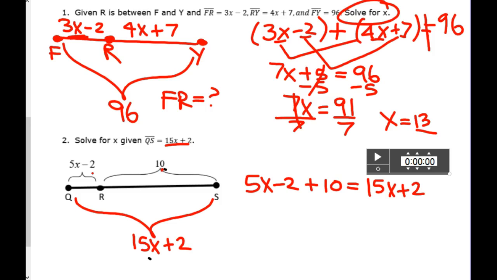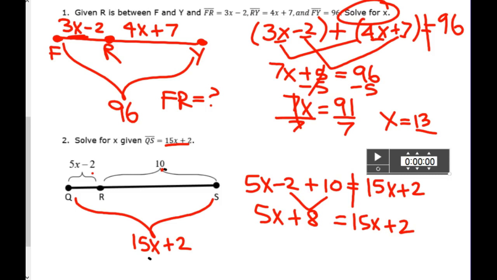So, now on the left side, what can I combine here? Negative 2 and 10 gives us what? Positive 8. So bring down 5x plus 8 equals 15x plus 2. Okay, x is on both sides. Can it be on both sides? Not on both sides. So we got to get rid of one.